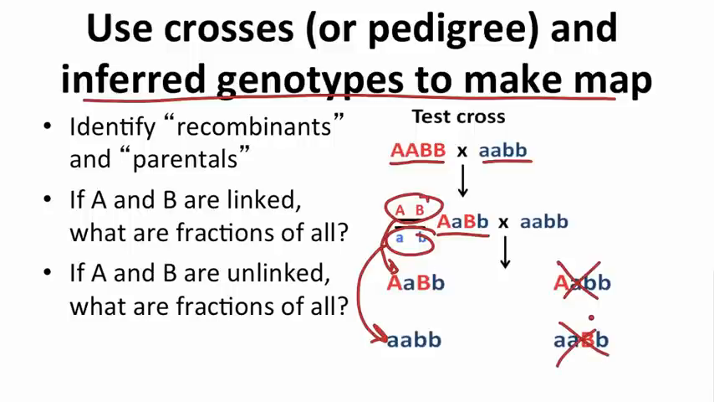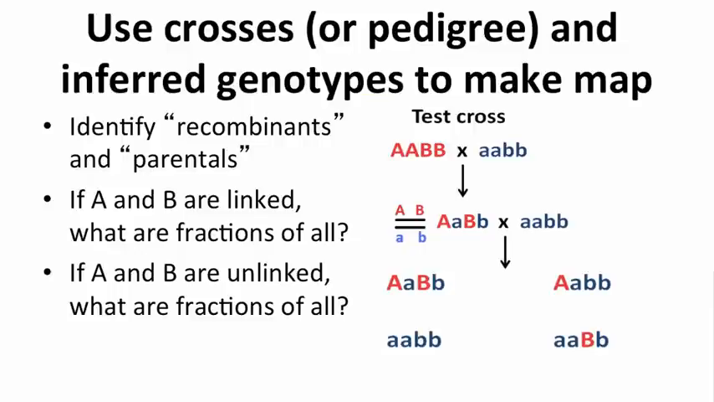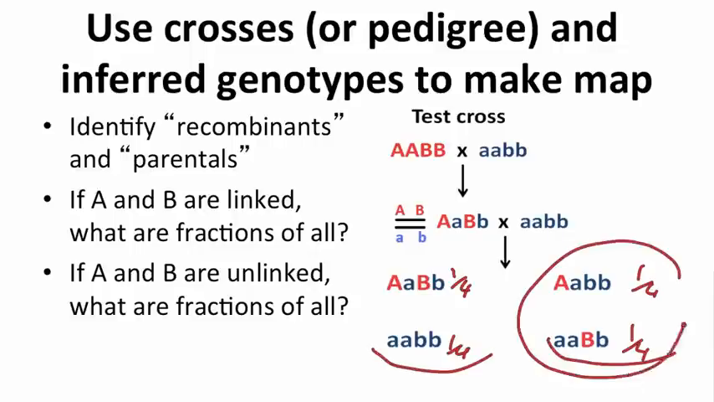Okay, now let's do a different test. Let's say they're completely unlinked. Let's say they were even on different chromosomes. What would happen then? If they're on different chromosomes, you get all four types, and in fact, you would get 1/4 of each of these. So these are the parentals, these are the recombinants. Half of the overall offspring would be recombinants.